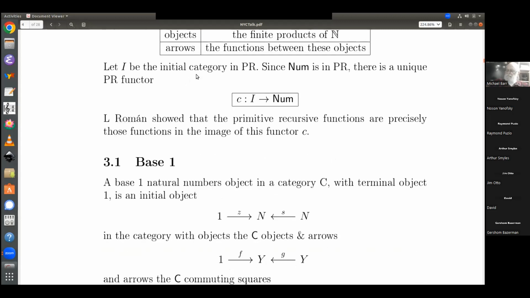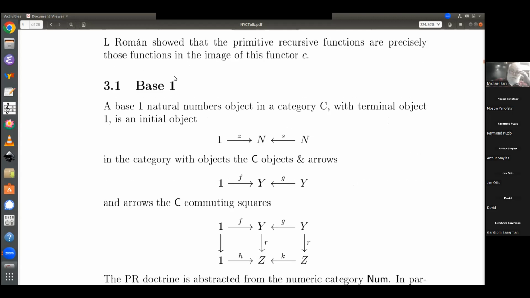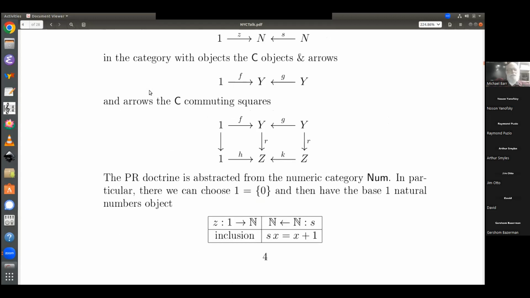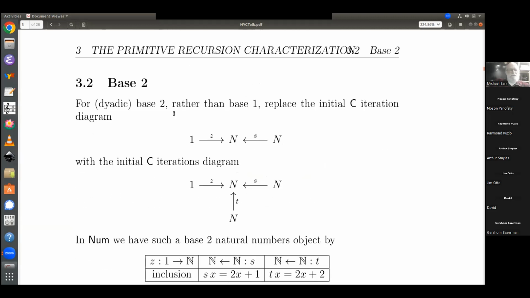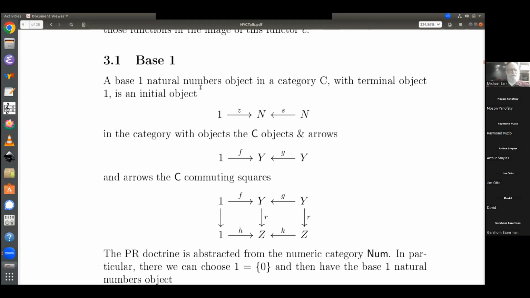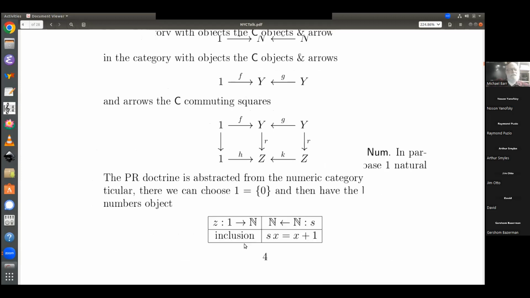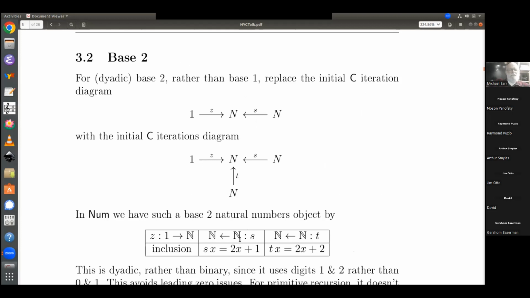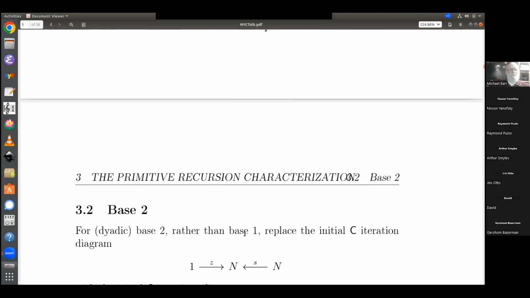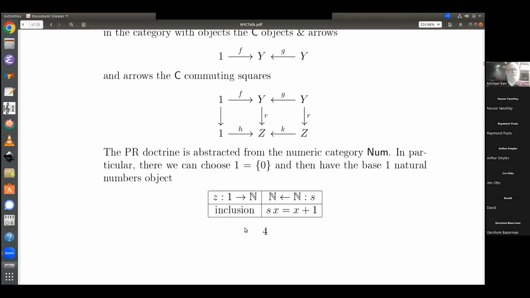I'm assuming people know what finite products are. So it means to talk about base one natural numbers and product stability. I think people probably know what a base one natural number object is. I know what a natural number object is. What's a base one natural number object? It's a natural number object. The point is there's also base two ones. Okay, so I guess you can tell us the distinction between them.